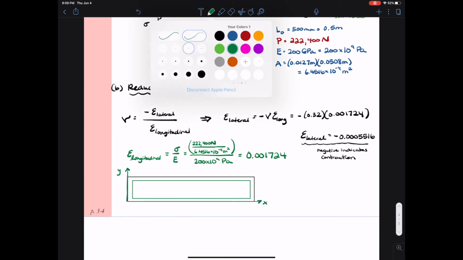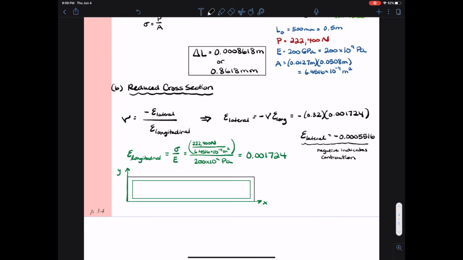All right, so if I want to figure out how much this member is going to shrink in the x direction, that'll be what I'll call epsilon x. And then I can also have epsilon y. That tells me the strain in the y direction. And both of these are equal to the lateral strain we just calculated. Now I have to come up with an expression for epsilon x.